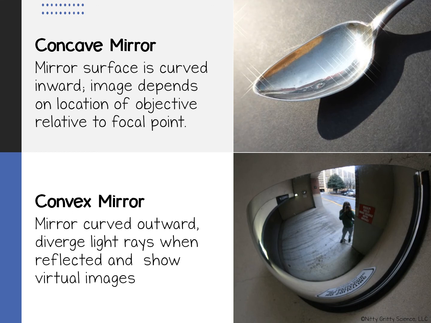Now, because convex mirrors cause light rays to spread apart, they allow large areas to be viewed. So you typically find convex mirrors in places like grocery stores or in rear view or side view mirrors of automobiles. Because the image created by a convex mirror is smaller than the actual object, your perception of distance can be distorted. So this is why automobile side view mirrors sometimes warn that objects in mirrors are closer than they appear.